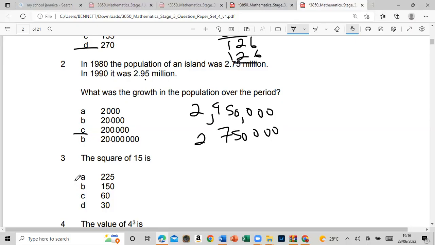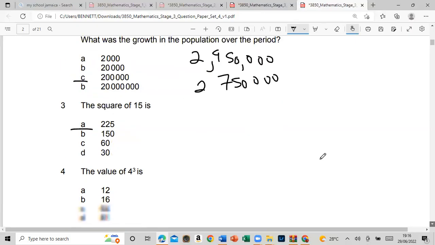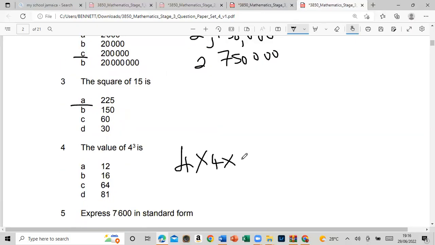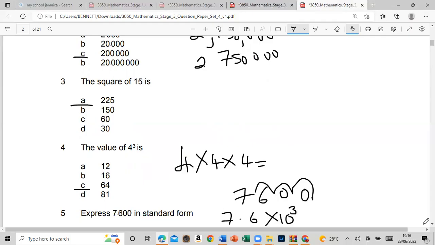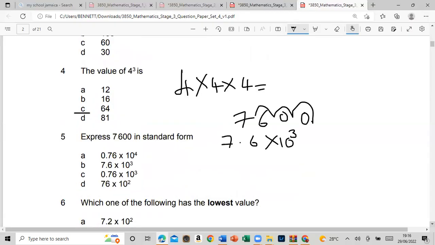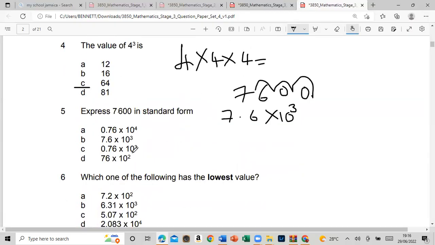The square of 15 is 15 times 15, 225. It's the only number ending with 5 to do this way. The value of 4 to the third is 4 times 4 times 4, which is equal to 64. Express 7,600 in standard form. I've done that so many times. The decimal point is right here. 7.6 times 10 to the number of places moved, which is 3. I write a little bit fast sometimes. So that would be B for the answer.